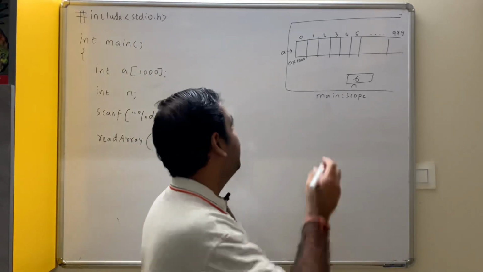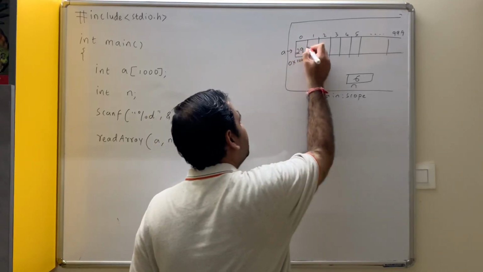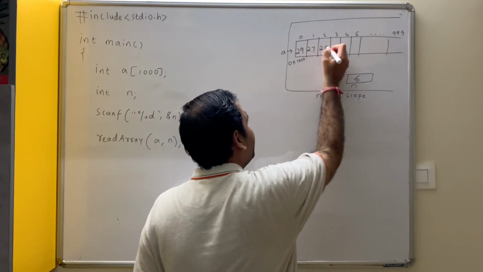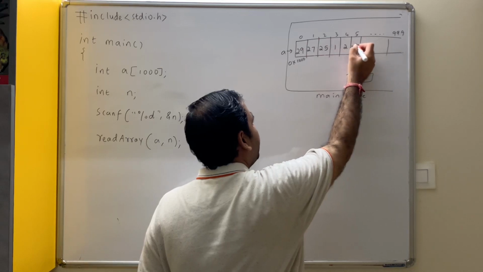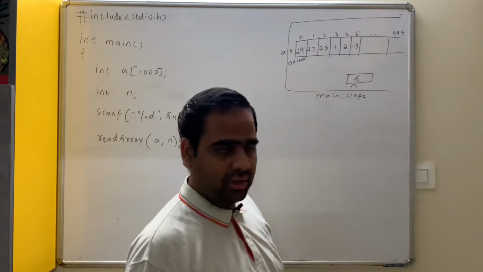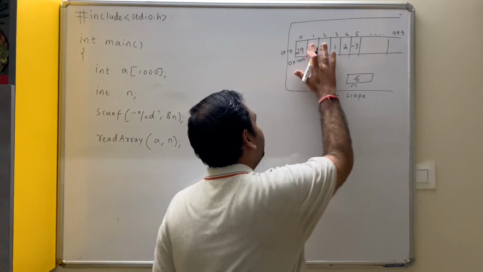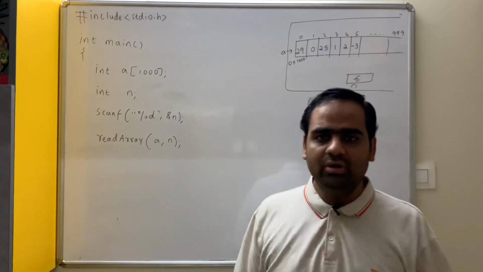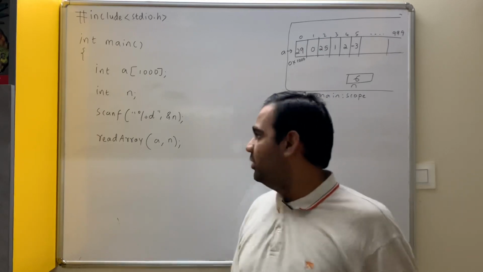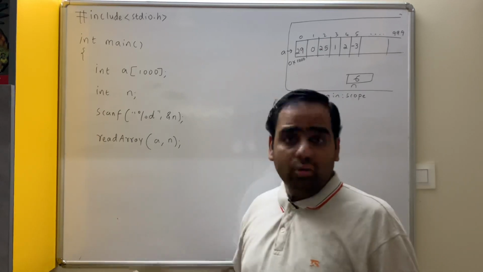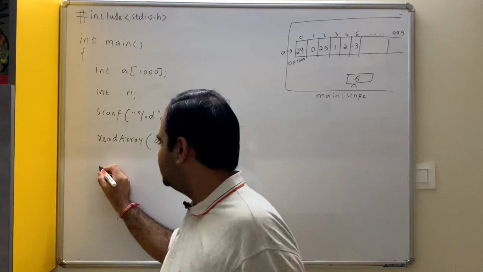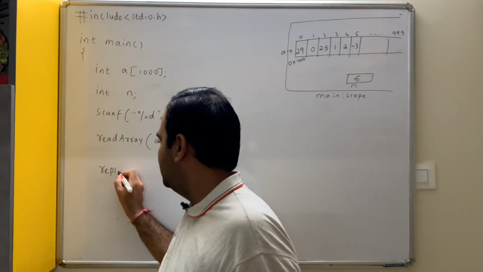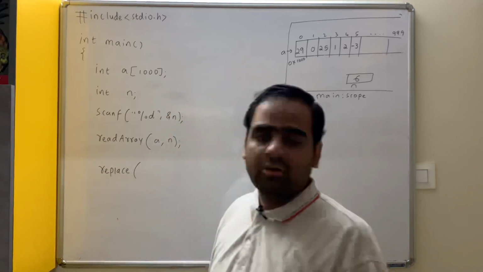Now assume that we are reading over here 29, 27, 25, 1, 2 and minus 3. Okay, now instead of 27, let me take it as 0 as well, so that you understand what we do with each of the non-prime or non-composite numbers. Now after this, we want to replace it. Let us write one function called replace.